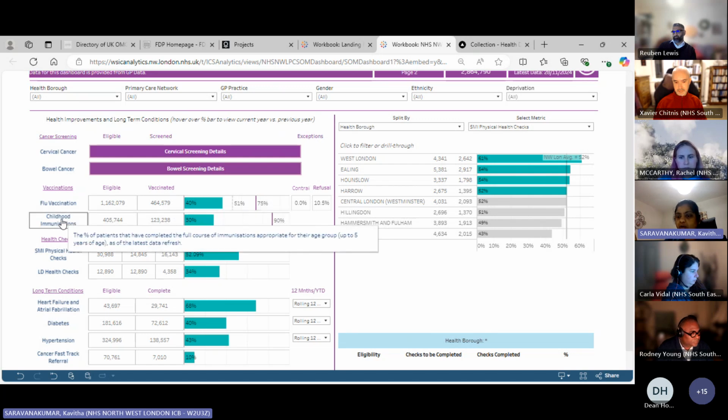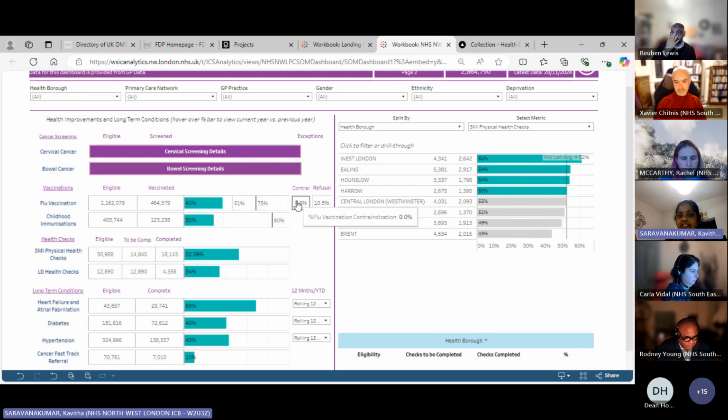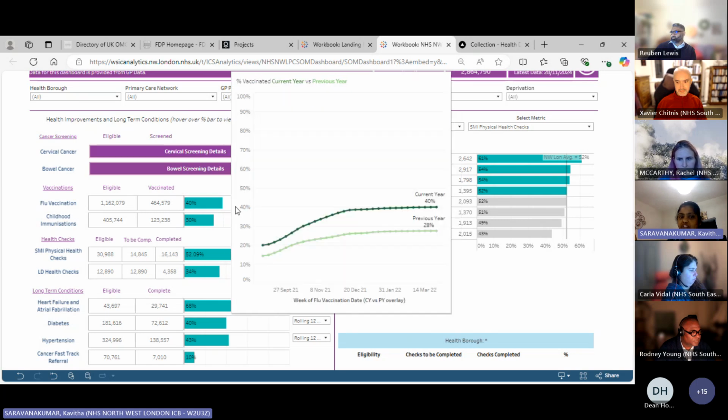So every metric operates like that. So flu vaccination, you can see, and then we have a very specific flu vaccination dashboard where they can get into the nth level of detail about the individual cohorts, the JCVI cohorts, and where there is good progress, where there is no good progress, to help the practices focus on those cohorts where there isn't enough progress to keep up their rates of achievement.